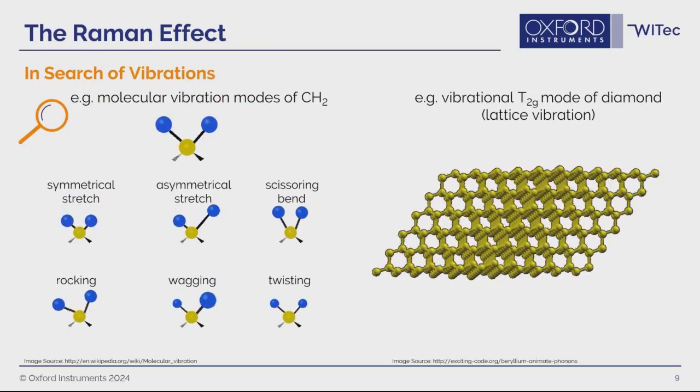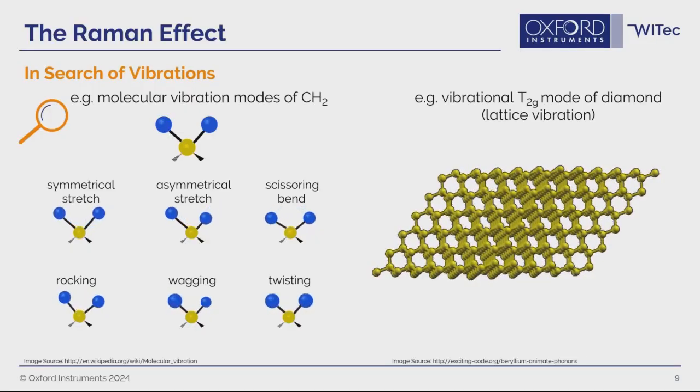When we look at the molecule, we can observe different normal modes. For example, symmetrical stretching, asymmetrical stretching, scissoring or bending, rocking, wagging, and twisting. Of course, for semiconductors, the crystalline structures are more of interest. Therefore, we look for lattice vibrations, so-called phonons. These vibrational modes or phonons in crystalline structures correspond to the structural properties of the material, as the frequency of the vibration depends on the atoms involved.